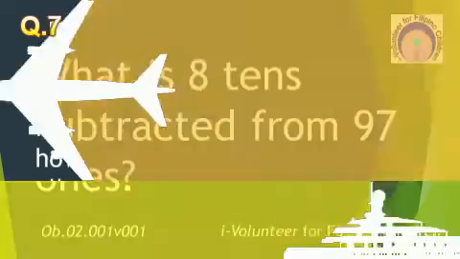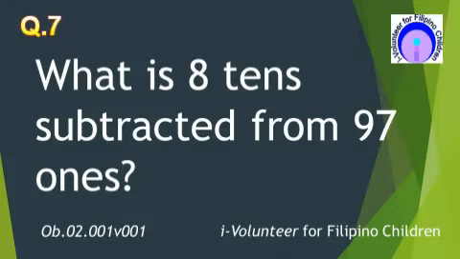Question number 7. What is 8 tens subtracted from 97 ones? I repeat, what is 8 tens subtracted from 97 ones? Your timer starts now.